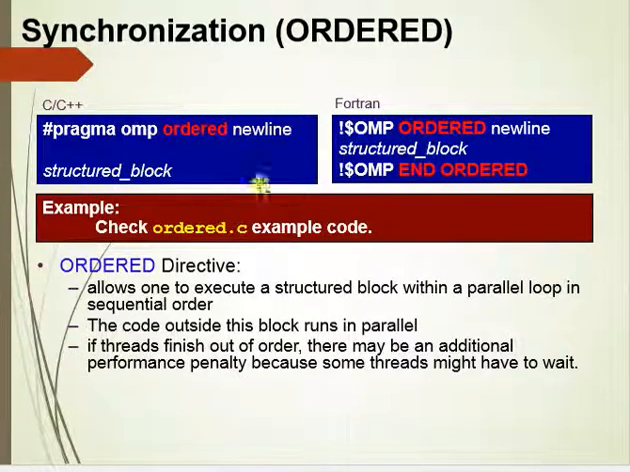This is how we use the ordered keyword in C++. This is how we use it for Fortran. This is an example of ordered.c code. The ordered directive allows one to execute a structured block within a parallel loop in sequential order. The code outside this block runs in parallel. If threads finish out of order, there may be an additional performance penalty because some threads might have to wait.